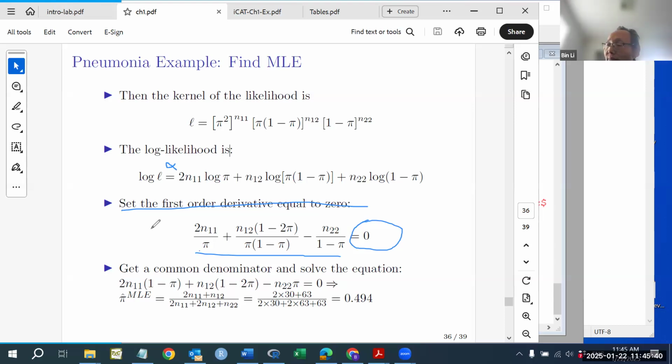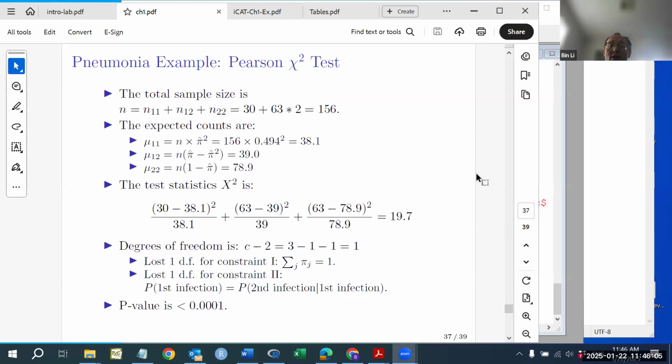With some simple calculation, you will see the MLE is this one. It is a very simple calculation. You can do that after class. And in our example, it's 0.494. So that's the MLE for pi.